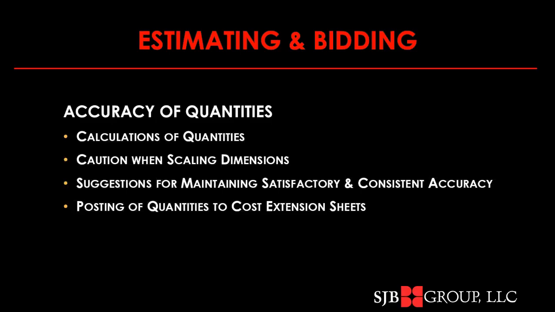Your high cost items need more accuracy than the low cost items. And you need to remember industry standards when you're taking off the quantities. When you're posting quantities to the cost extension sheets, you don't need to transfer more than 3 significant figures for the quantity. For example, that calculated number 272,727 can be quickly written as 273,000.